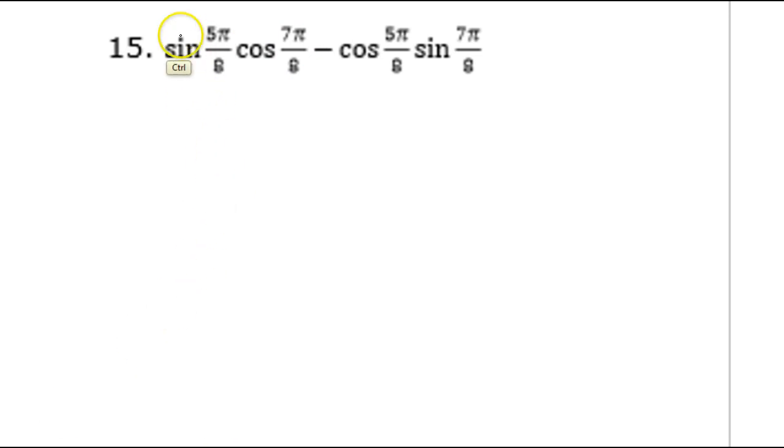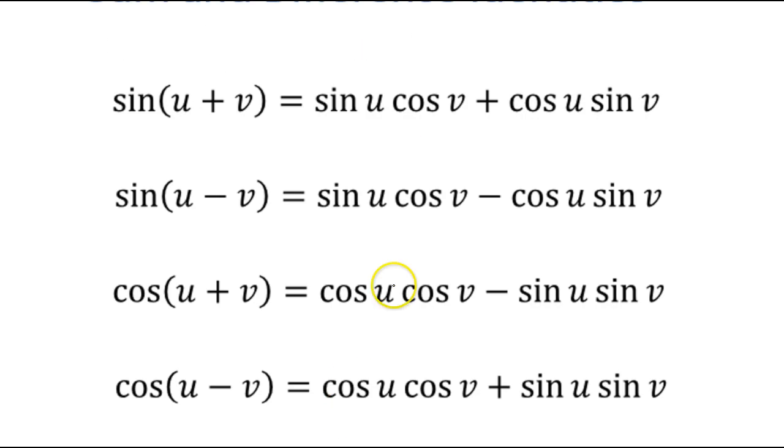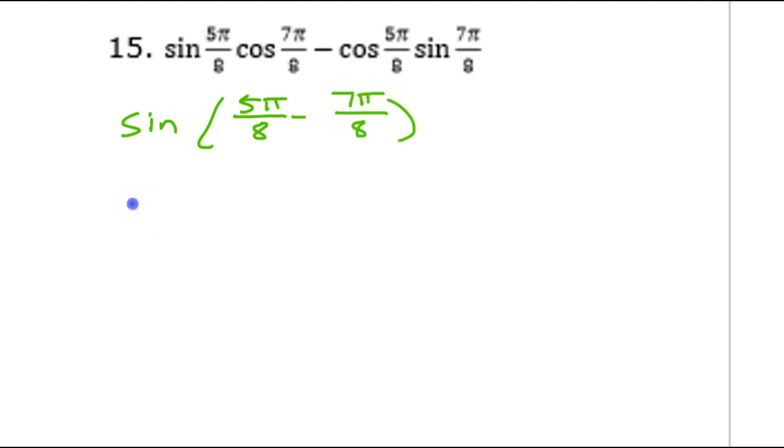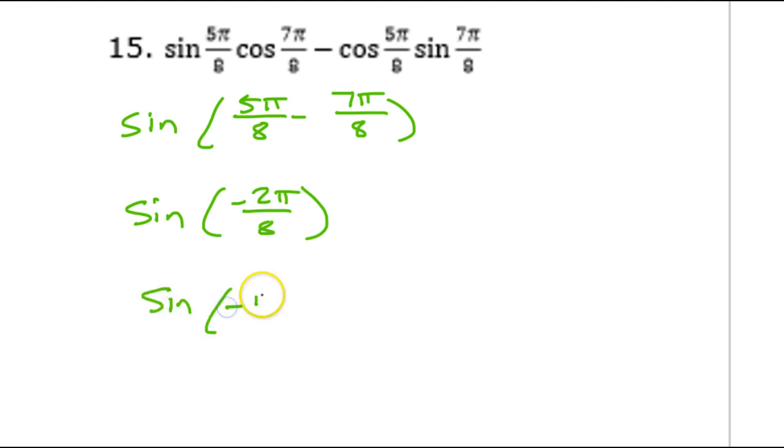Looking at number 15, see how the pattern goes sine cosine minus cosine sine? Do you see that pattern here? Alright, hopefully you can see it's this one right here. That means it's the sine of something minus something. So this is going to be the same thing as the sine of 5 pi over 8 minus 7 pi over 8. So that's going to be the sine of negative 2 pi over 8, which is the sine of negative pi over 4.